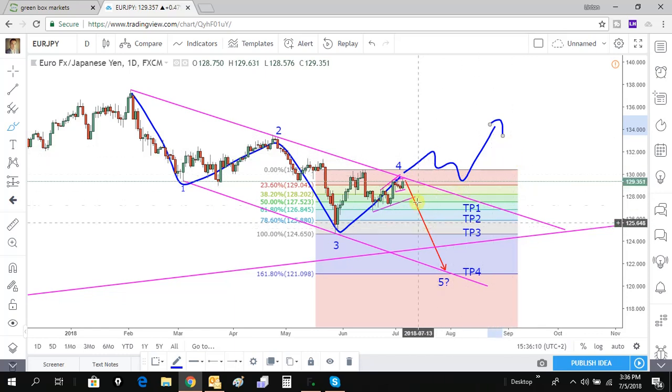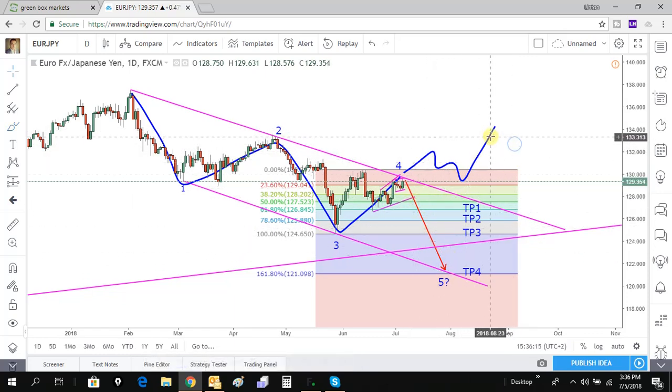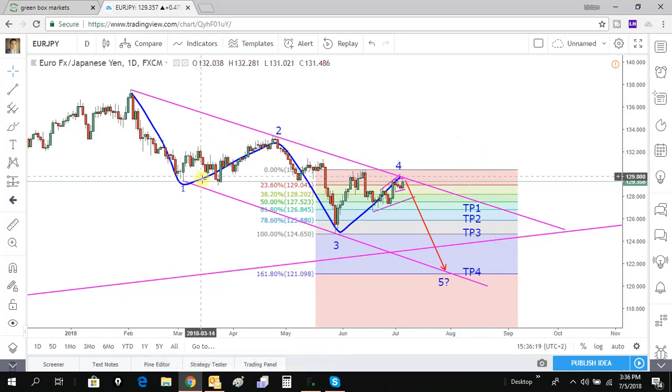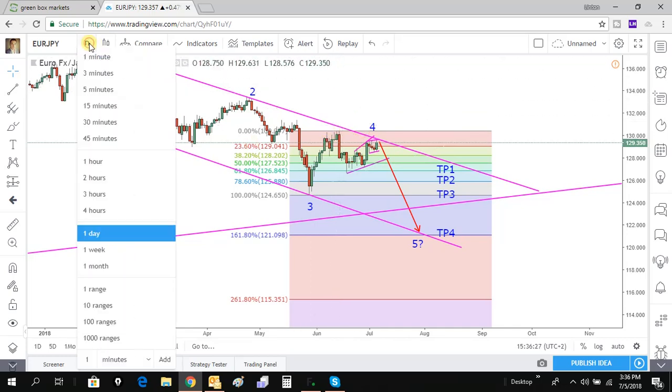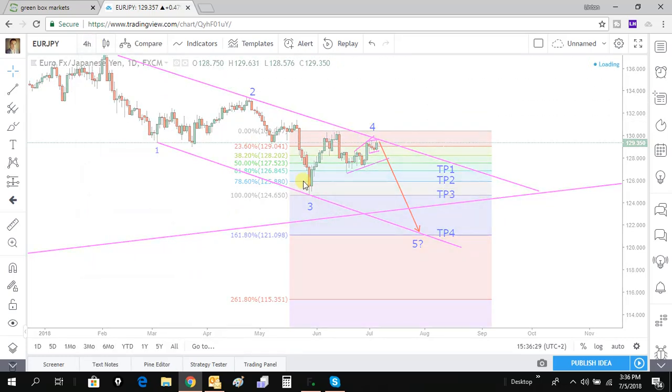I am, however, leaning to the short side, and I'll tell you why. The reason for that is the current formations that we are seeing on the lower time frames. So I'm going to just remove that wave over there quickly, and I just want to show you on a lower time frame what it is that I'm talking about. So let's drop down to the 4 hour quickly.